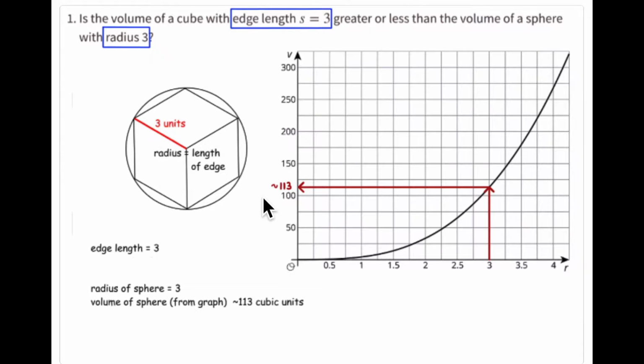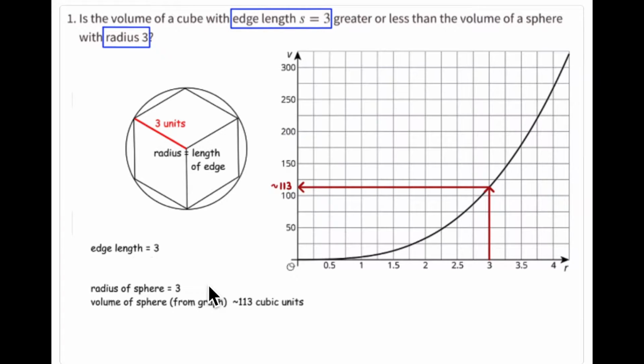To figure out the volume of the sphere, we can use this graph. The radius of the sphere is 3 units, so you go over here to radius. There's the radius right there of 3 units. You read up to the graph and then read directly over to the y-axis, which is the volume. So the volume of that sphere is 113 cubic units. And I should label this sphere right here as a radius of 3 units.